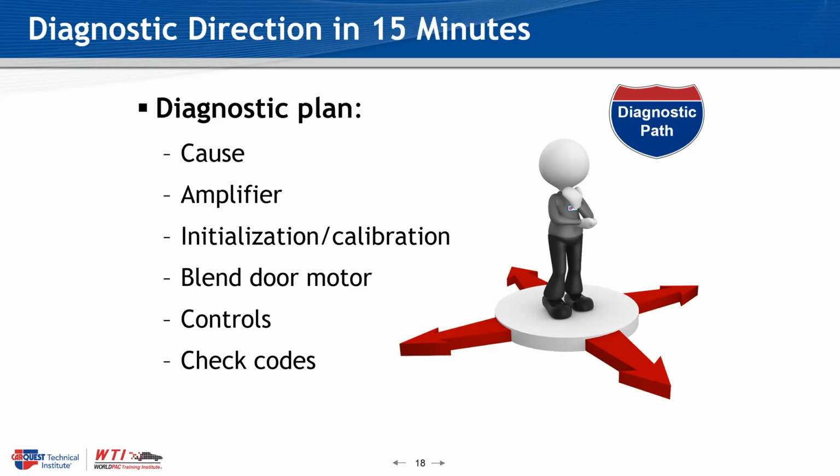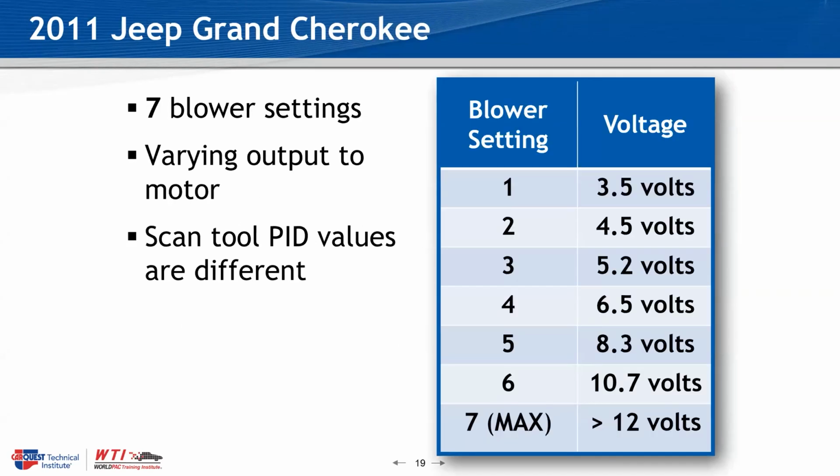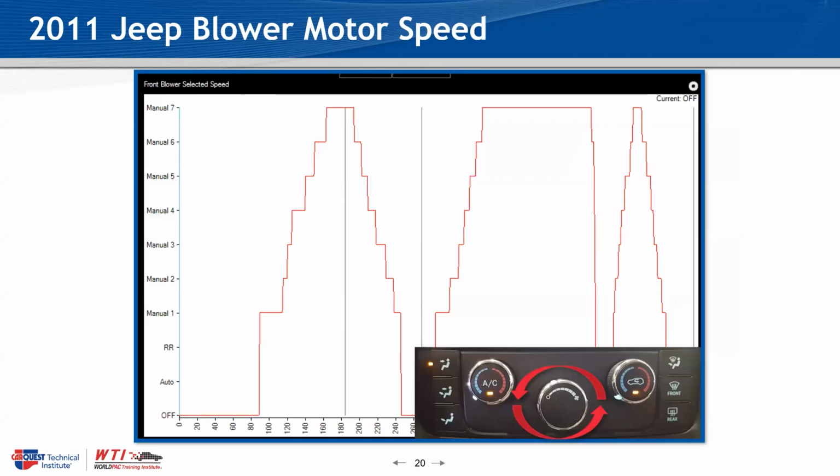How do we use data? And how you use data is going to change the more you get into these systems and you see what you have available. This is a 2011 Jeep Grand Cherokee, and this particular one has 7 blower settings, and it varies the output to the motor. Can you diagnose switch issues in data stream? Well, sometimes you absolutely can. And if you saw missing steps, you might know that there's a bad spot in the control head.